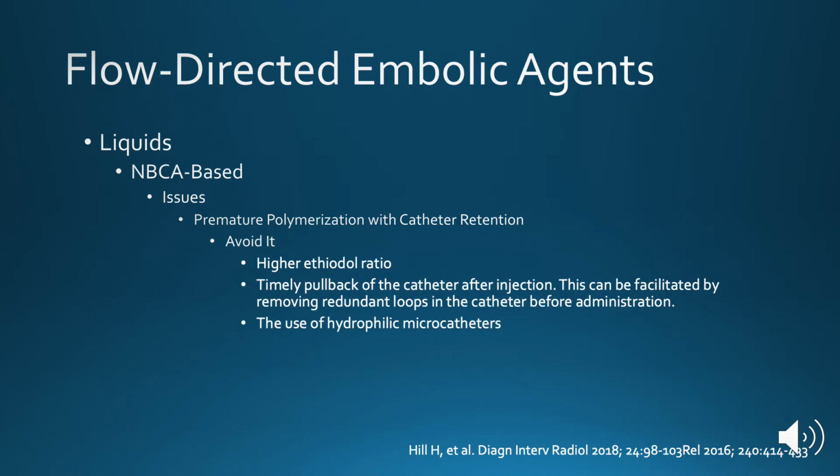The other problem is premature polymerization with catheter retention. In order to avoid it, you should think about a higher Lipiodol ratio and timely pullback of the catheter after injection. The timely pullback can potentially be facilitated by removing redundant loops in the catheter before administration. And finally, the use of hydrophilic microcatheters can help prevent this.